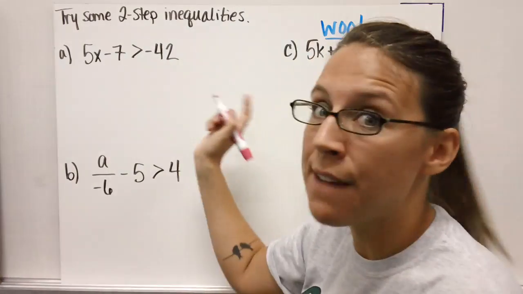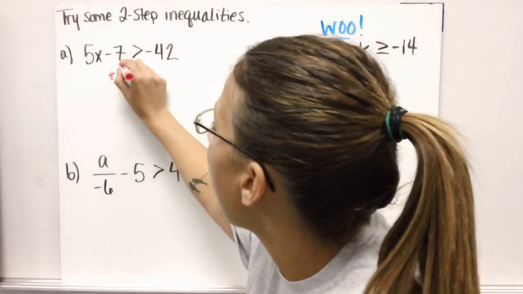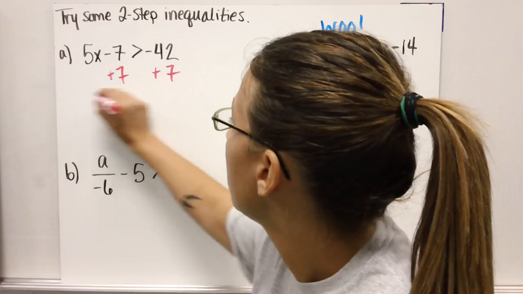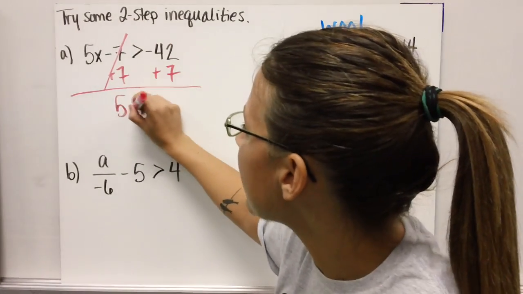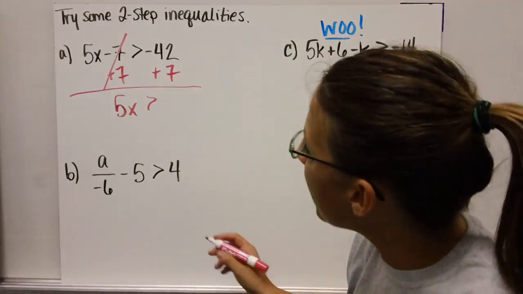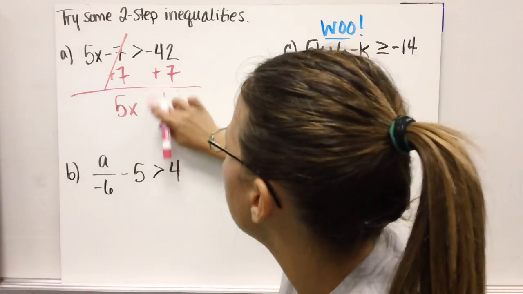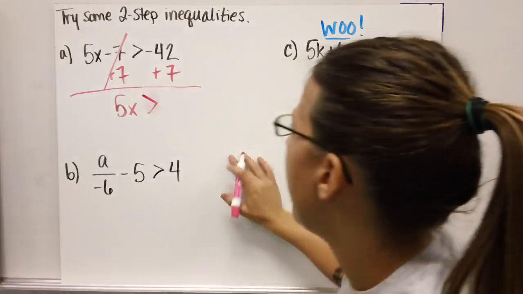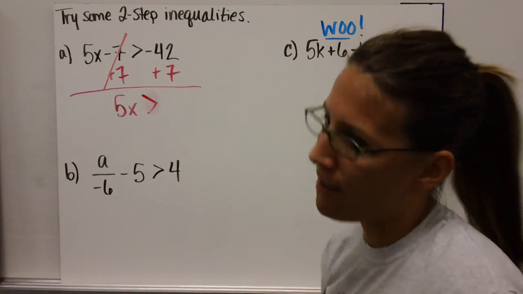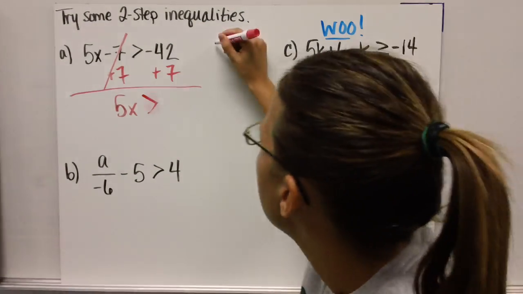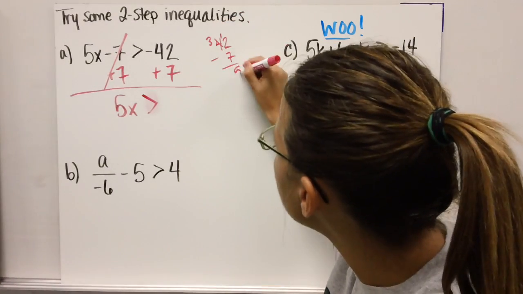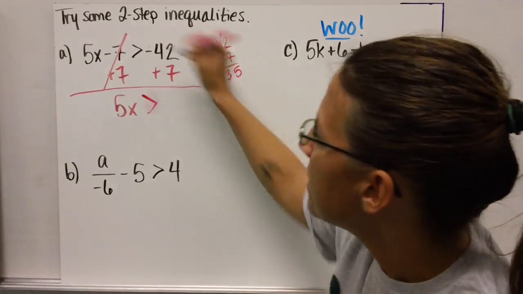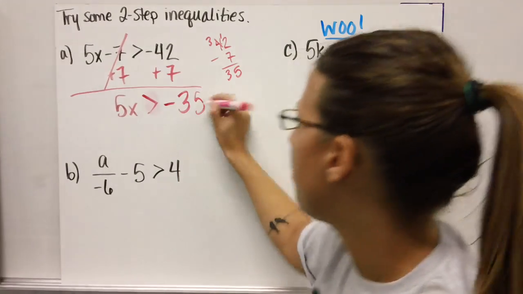So I can add 7 to both sides first, which is what I would do in an equation, right? This is 0 now, so I have left on this side 5x is greater than -42 plus 7. Well, signs are different. Find the difference. 42 minus 7 is 35. Sign of the larger number, -35.